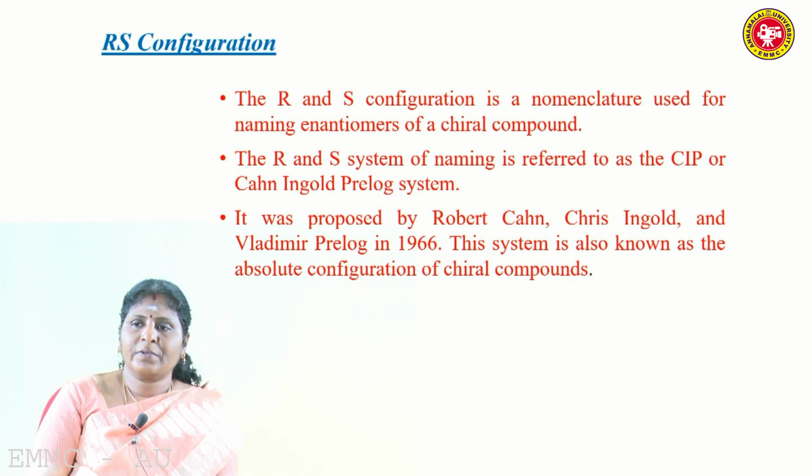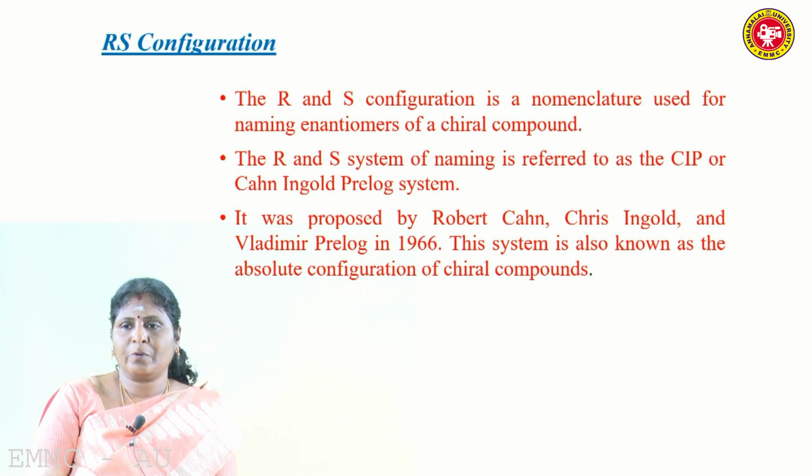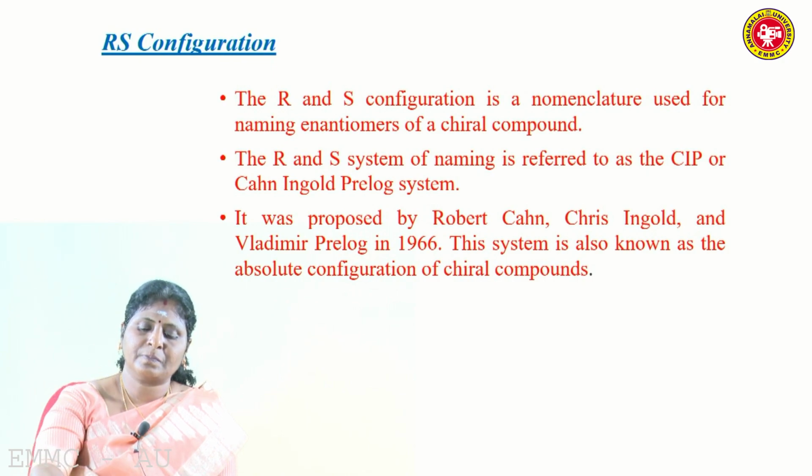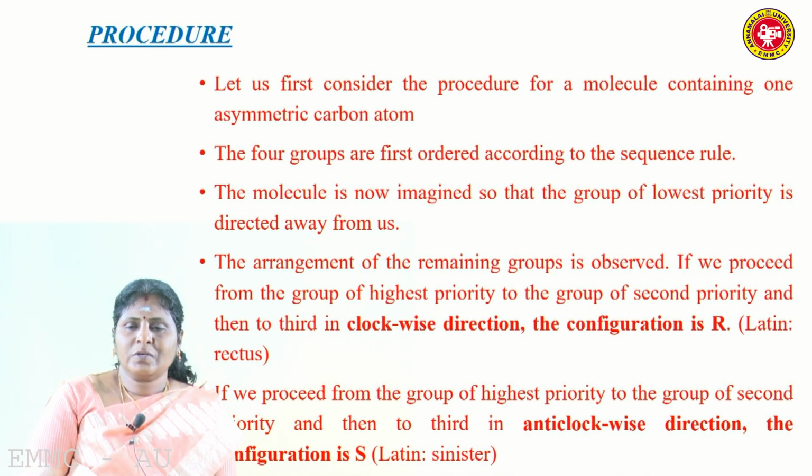The R and S configuration is the nomenclature used for naming enantiomers of a chiral compound. The R and S system of naming is referred to as the CIP or Cahn, Ingold, Prelog system. It was proposed by Robert Cahn, Christopher Ingold and Vladimir Prelog in 1966. This system is also known as the absolute configuration of chiral compounds. How to assign the configuration of a chiral compound? They have given some procedure to assign the configuration for a particular chiral compound.